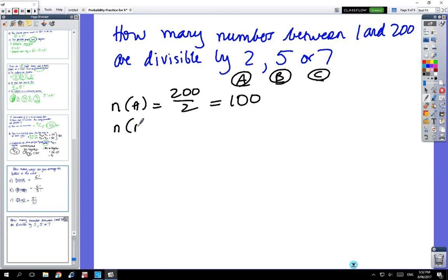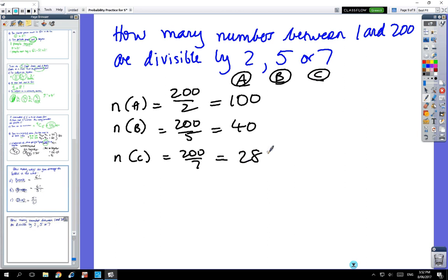The number in B equals 200 divided by 5 equals 40. The number in C equals 200 divided by 7. So that's not going to go evenly. Divided by 7, so that's 28. So there's 28 numbers. Okay, the number in A and B, which is 2 and 5, is 10. So that's 200 over 10, so that's 20.